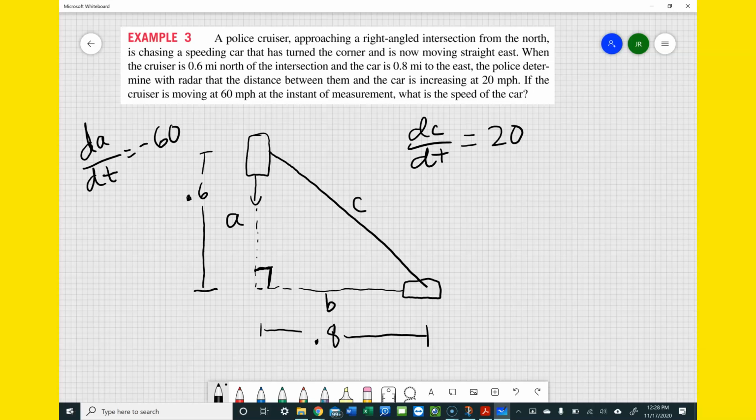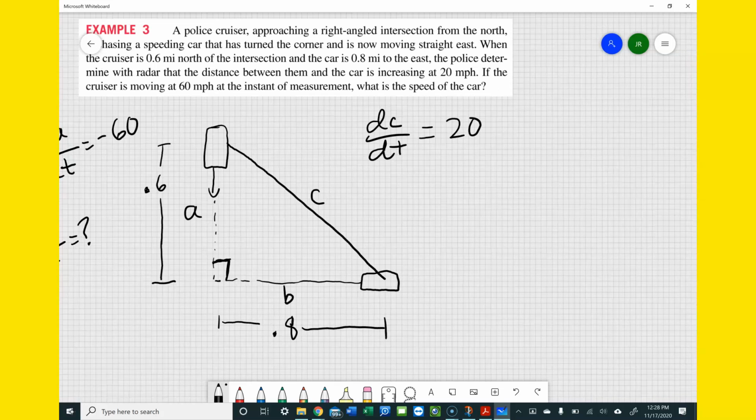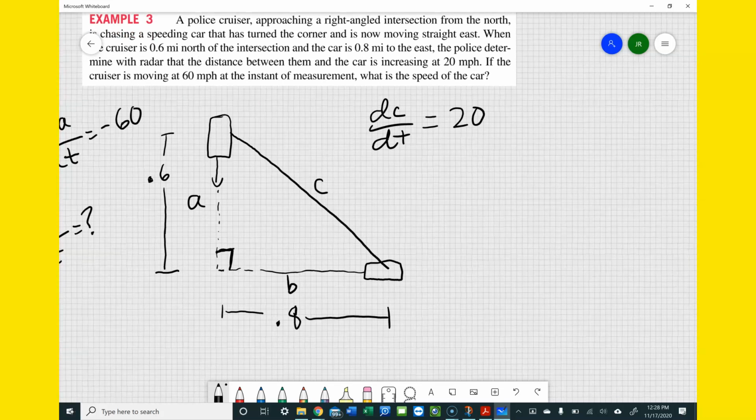At the instant of measurement, what is the speed of the car? So what am I looking for? I'm looking for dB dt. That's what I'm looking for. So why don't you guess what we're going to use? I'm thinking we're going to use the Pythagorean Theorem. Aren't you thinking that? That's what I'm thinking. So that's pretty simple: A squared plus B squared equals C squared.